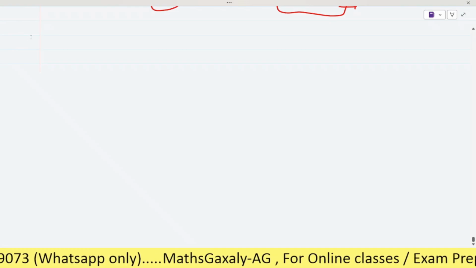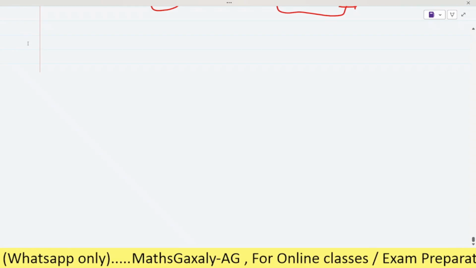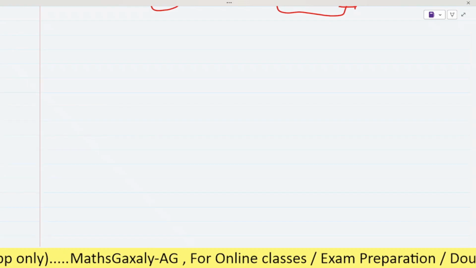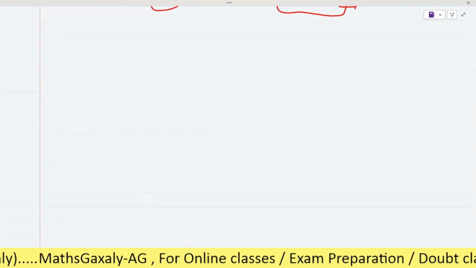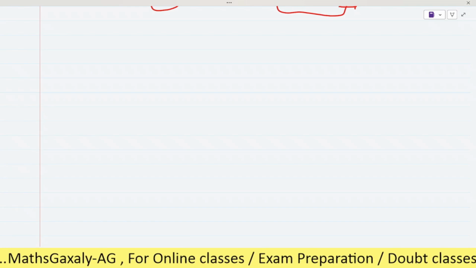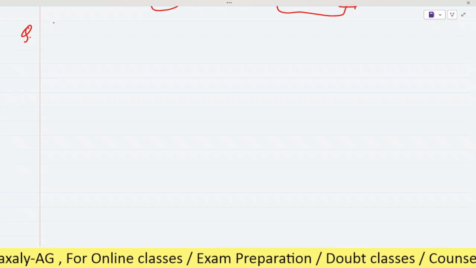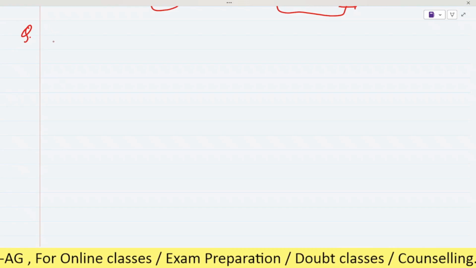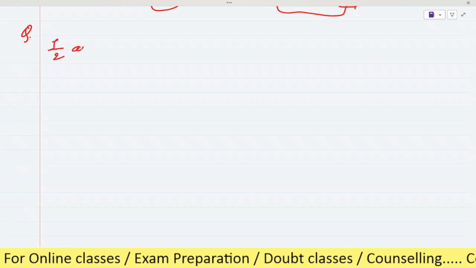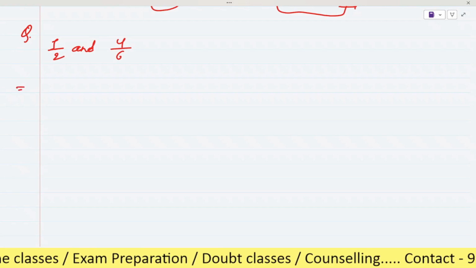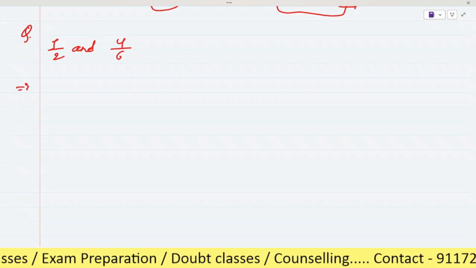See here how we will solve the questions. As you can see, the first question, A, says: which of the following pairs of fractions are equivalent fractions? The first thing we have to do is check whether the given pair of fractions are equivalent or not. So let's see how we will do it.